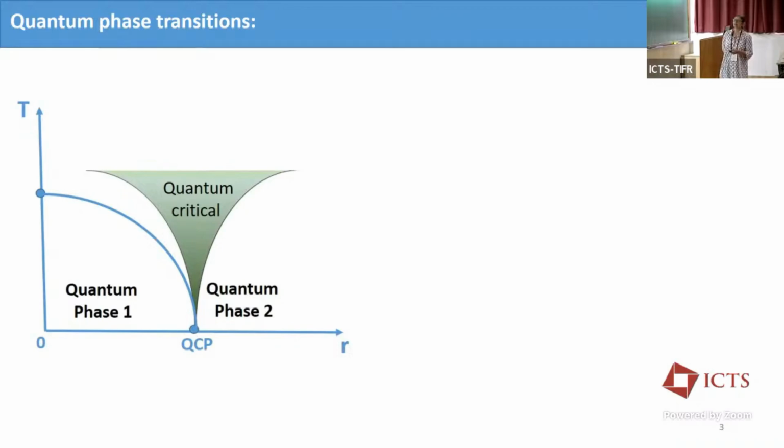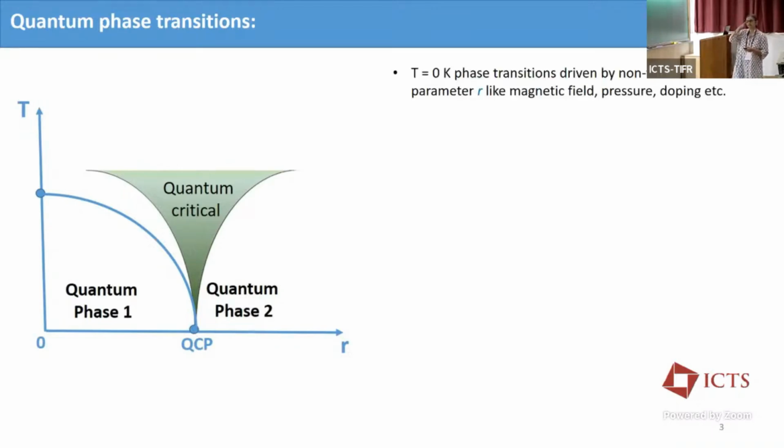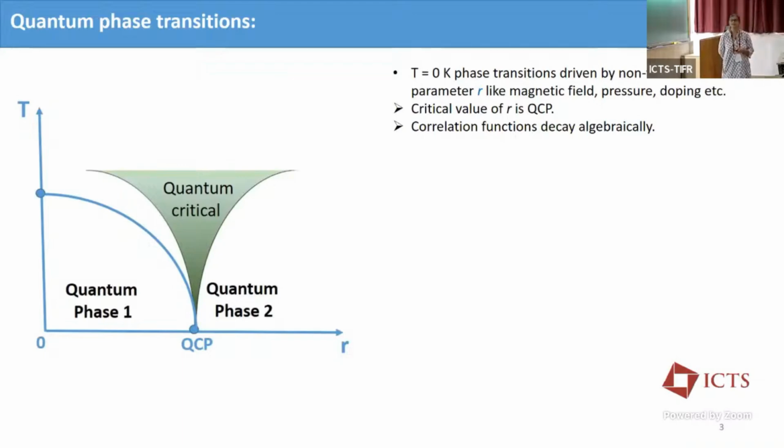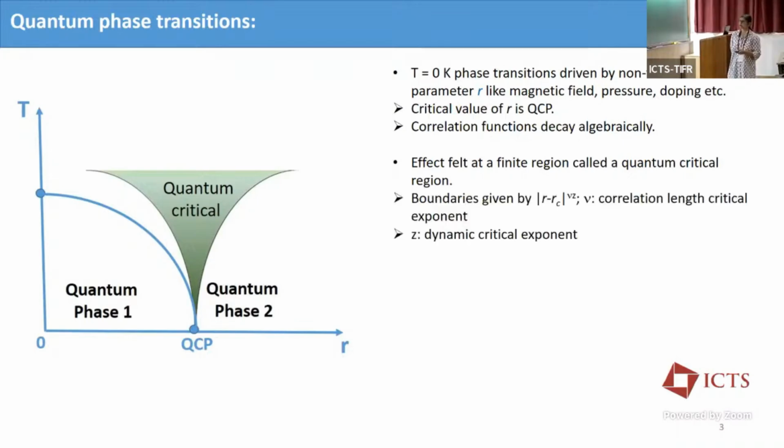And the effect of this critical point, which sits at t equal to 0, is felt in a large portion of the phase diagram. This is what you see as a fan-like portion, which is called the quantum critical region. Okay, so this critical parameter R could be anything varying from magnetic field, pressure, doping, etc. So the critical value R_c is called the quantum critical point, and at this point correlation functions decay algebraically. Okay, so as I said, even though it sits at t equal to 0, you see the effect of this in a finite region, which is a quantum critical region.